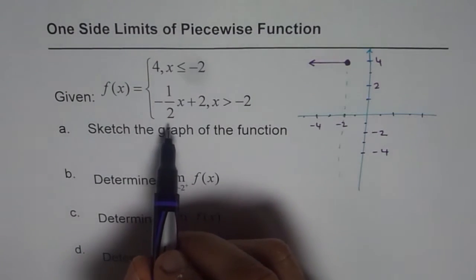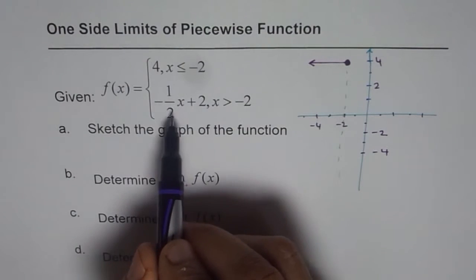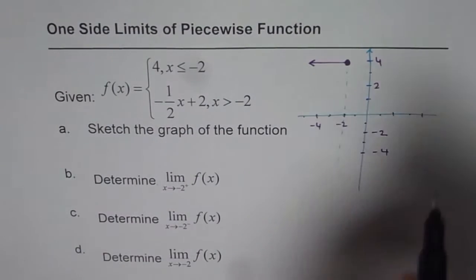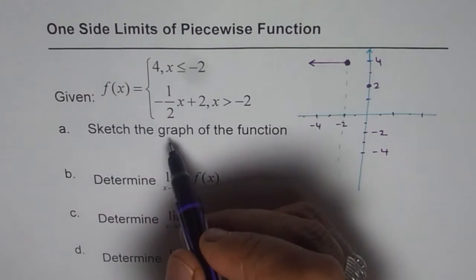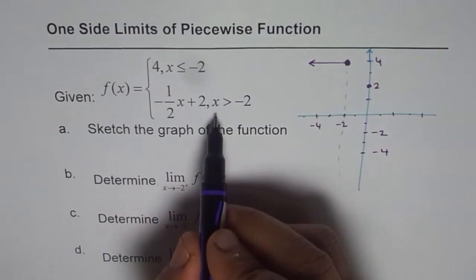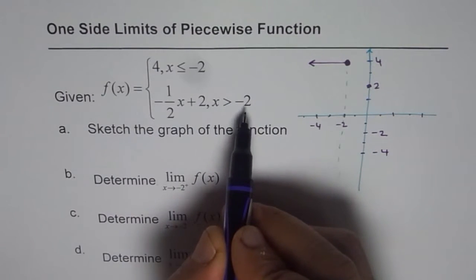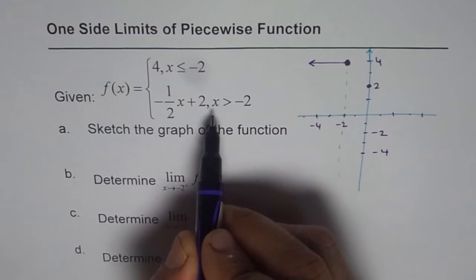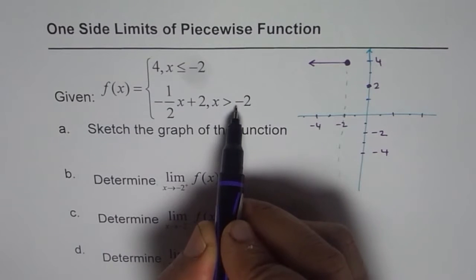Now let's try to sketch the second piece. This is minus half x plus 2, a straight line. The y-intercept is 2 for us. So that's the point. And the slope is minus half. This function is in the domain x greater than minus 2. So it begins at minus 2, where minus 2 is not included. Let's figure out what the value of the function is at x equals minus 2. We'll put a hole there, an open circle, right? That is the starting point.